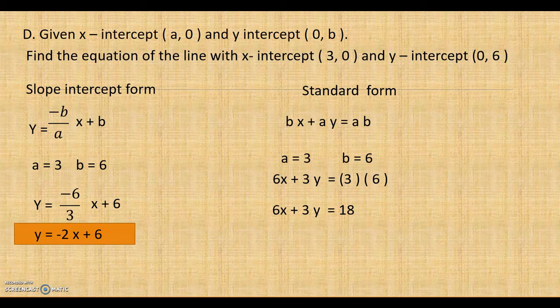So if you want to rewrite this one into a slope-intercept form, it will give you a negative 2x plus 6, because you will divide it by 3. So 6x divided by 3 is 2x, 3y divided by 3 is y, and 18 divided by 3 is 6. To rewrite it into slope-intercept form, you transpose the 2x to the other side. That's why it will give you a negative 2x.